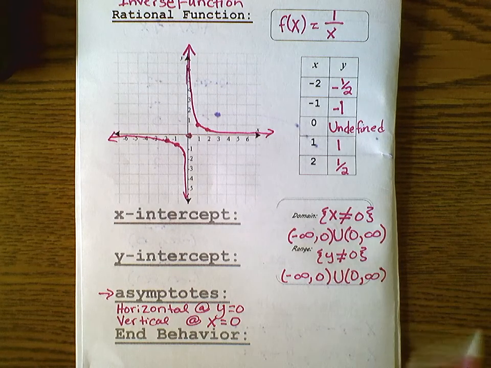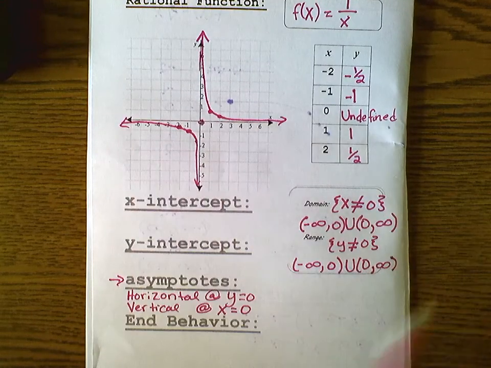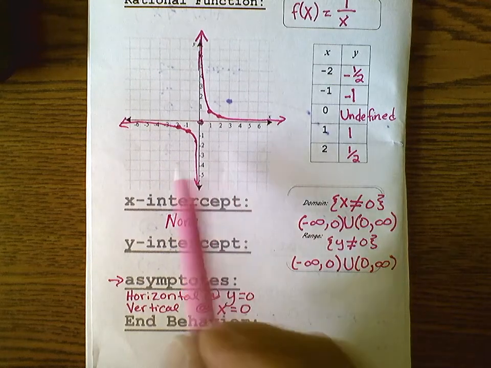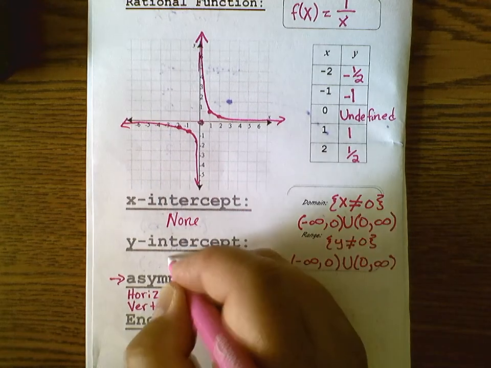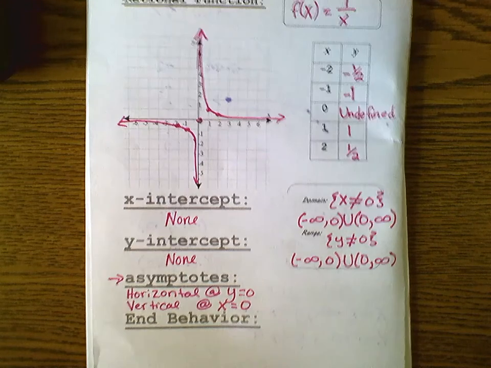Oh, and I skipped x-intercepts and y-intercepts. Where does it cross the x-axis? It doesn't. Where does it cross the y-axis? It doesn't. And then our end behavior.